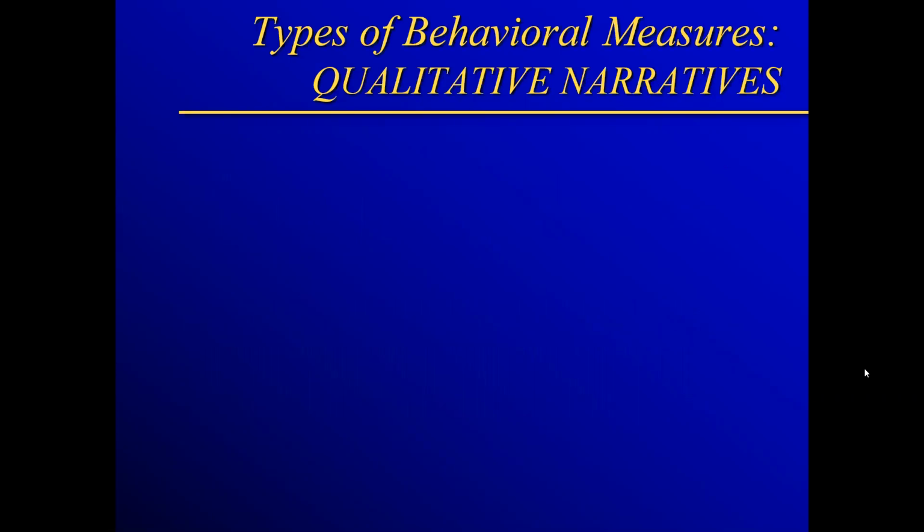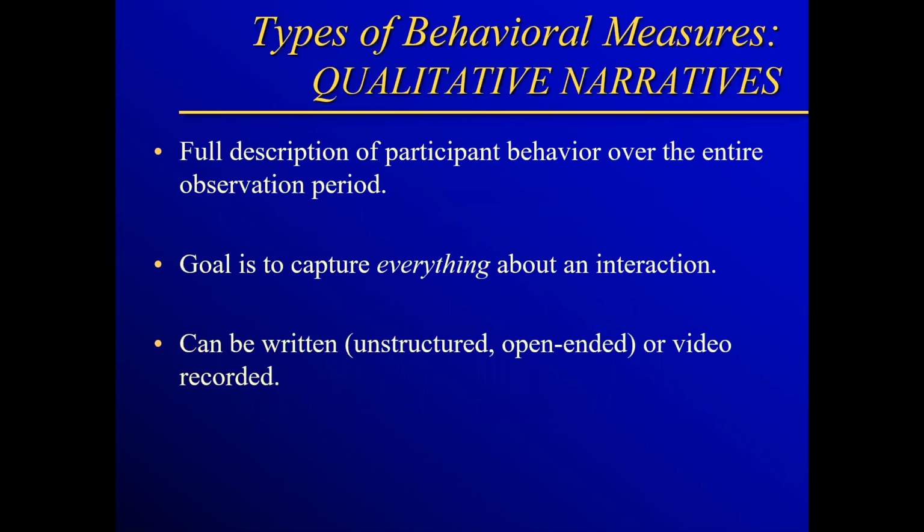So we're going to jump into types of behavioral measures. And the first one we're going to start off with is this idea of a qualitative narrative. So this is a full description of participant behavior over the entire observation period. Your goal is to capture everything about an interaction. So think about if you were that super nanny in that video I had you watch. If the super nanny wanted to do a qualitative narrative, she just would have sat in a corner and would just write down everything that she saw in that half hour, however long that she was there.